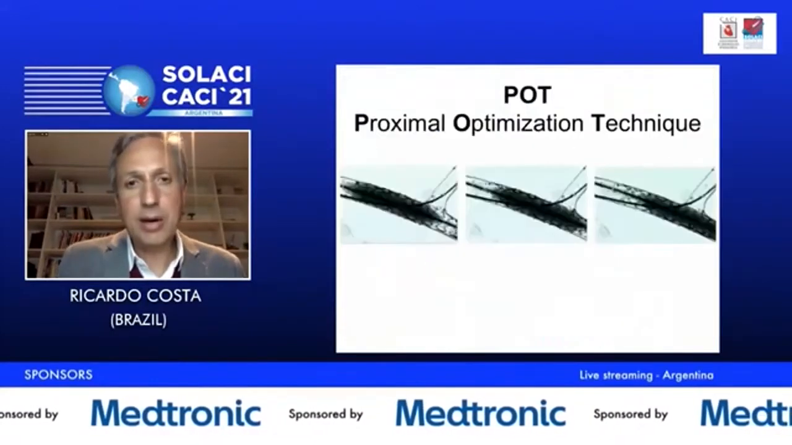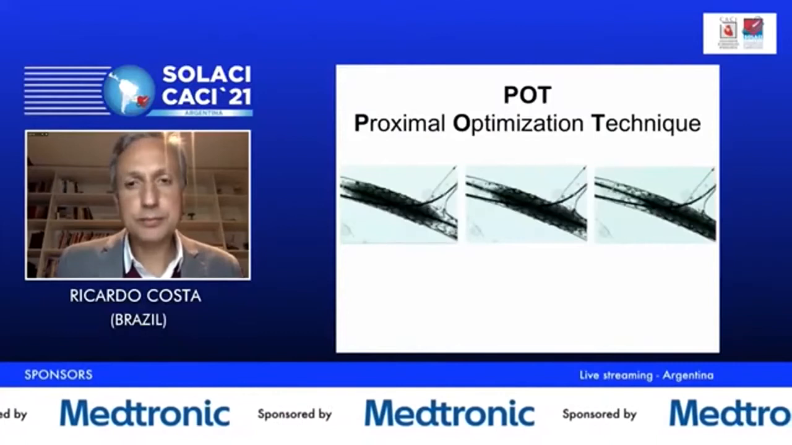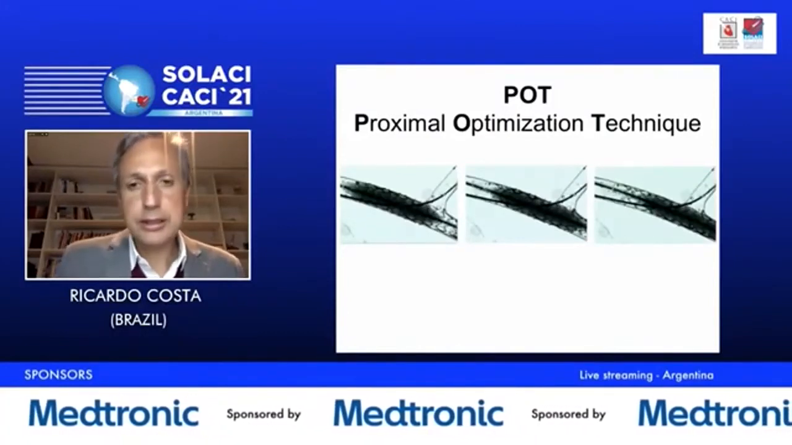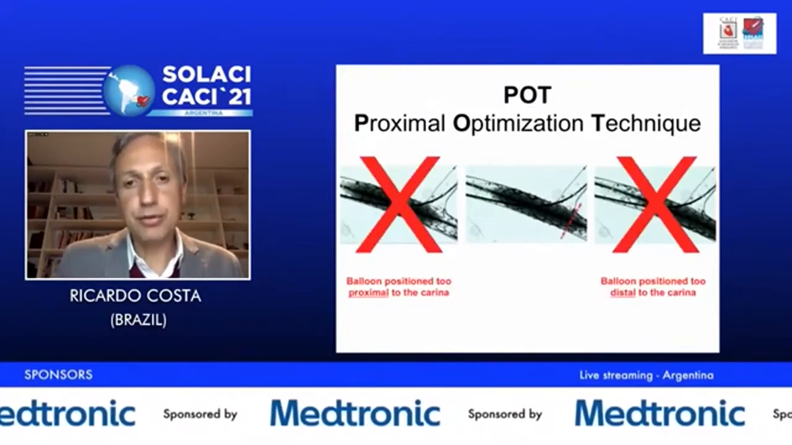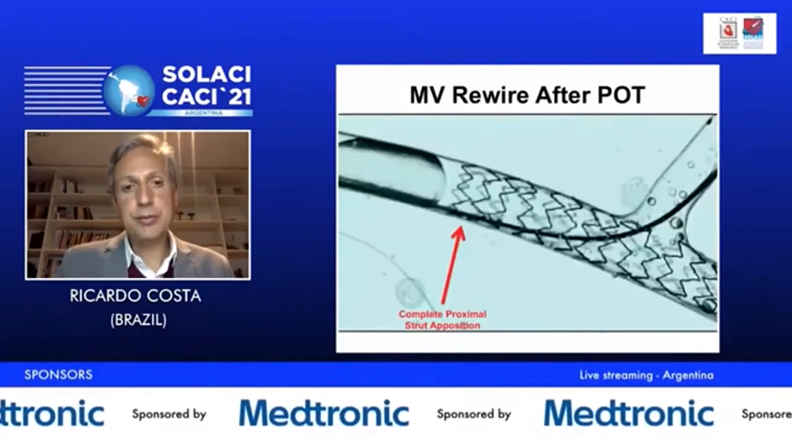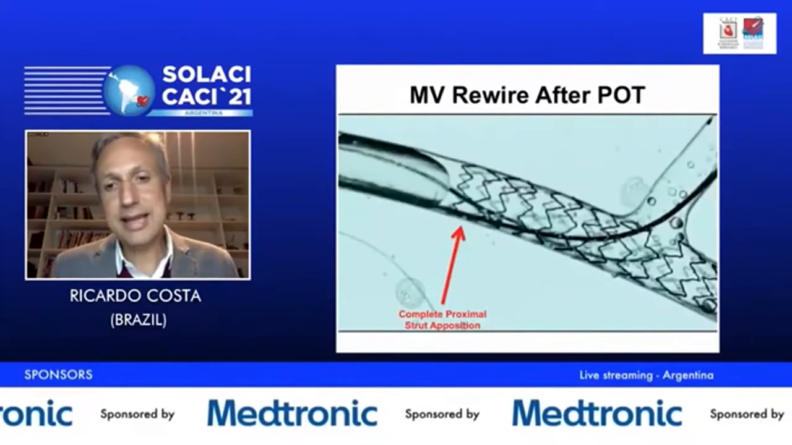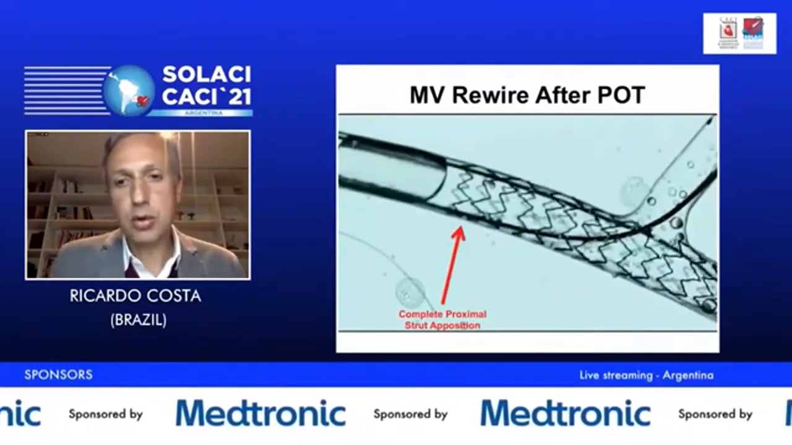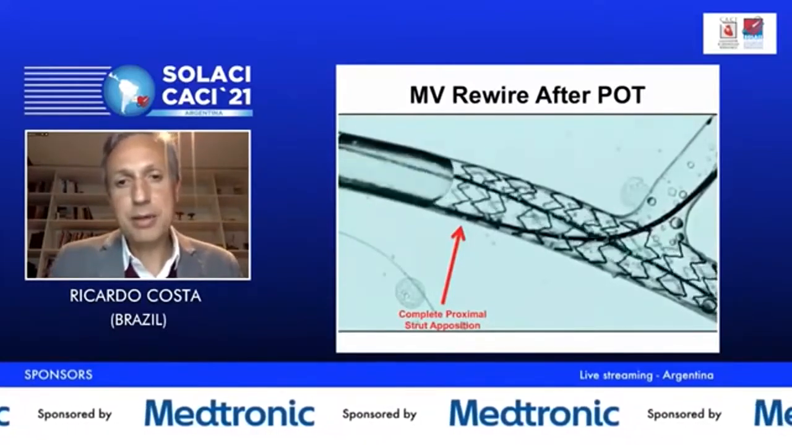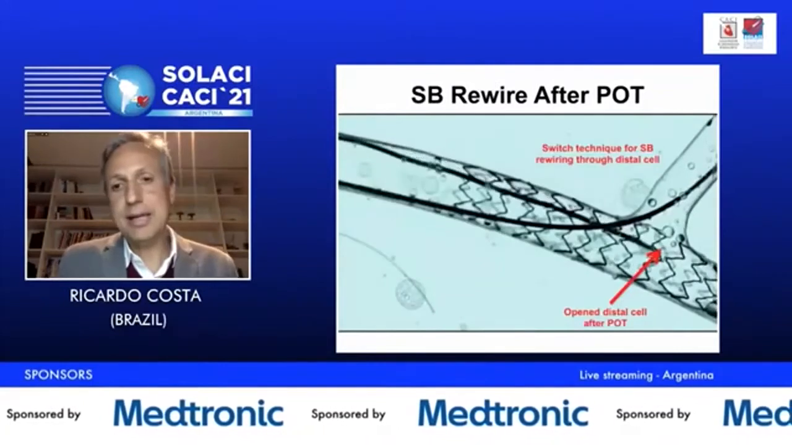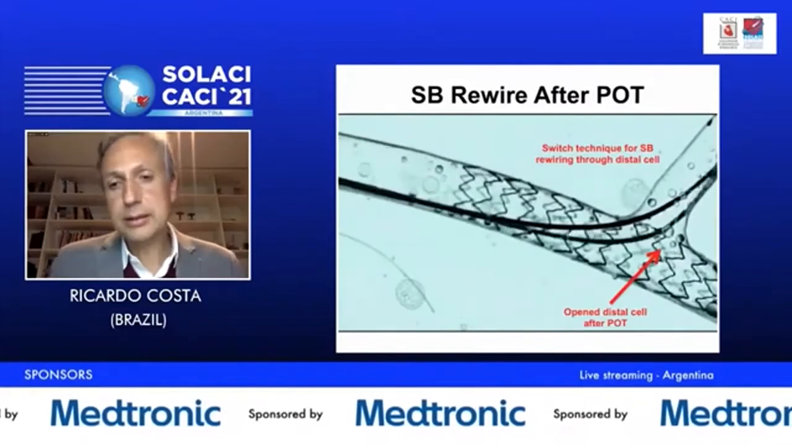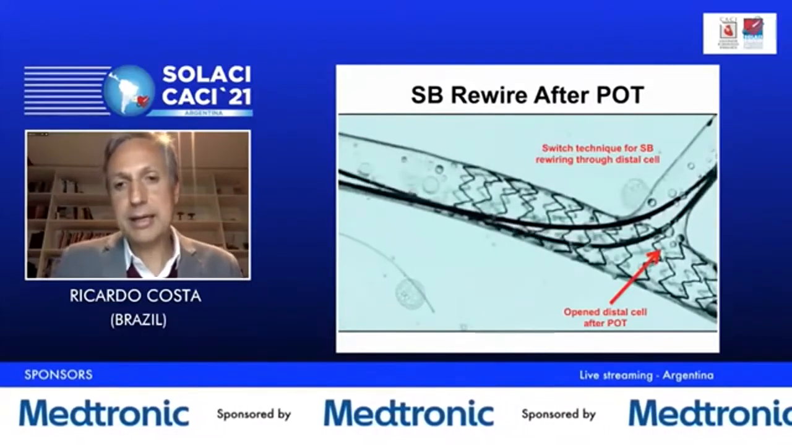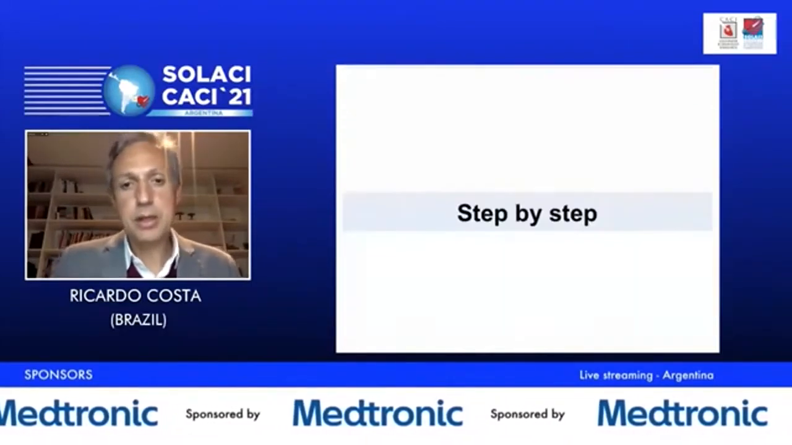But if we do a POT in the right way, with the position of the distal mark right where the proper balloon should be placed, it's going to be very easy with this technique to access with the wire and to re-access the side branch with an opened distal cell after POT.